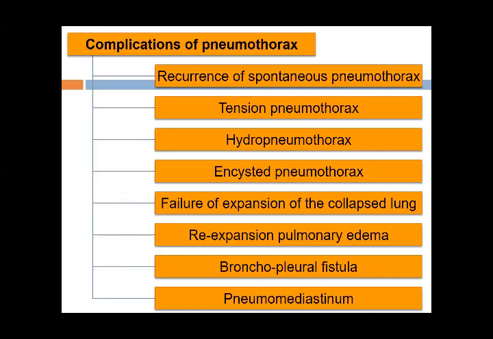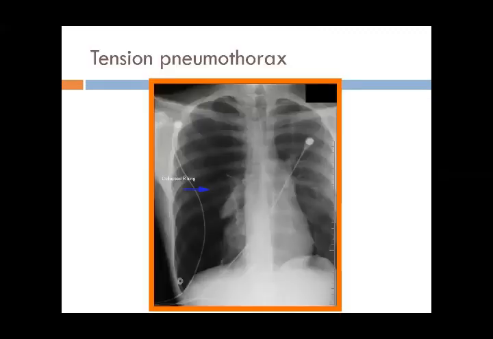Complications of pneumothorax are recurrence in cases of spontaneous pneumothorax, tension pneumothorax, and hydropneumothorax. It can change into hydropneumothorax and cystic pneumothorax, which are covered with septas on the other sides, and it is very difficult to get rid of them. Failure of expansion of the collapsed lung. Re-expansion pulmonary edema can be there. Bronchopleural fistula can form sometimes, and pneumomediastinum can develop.